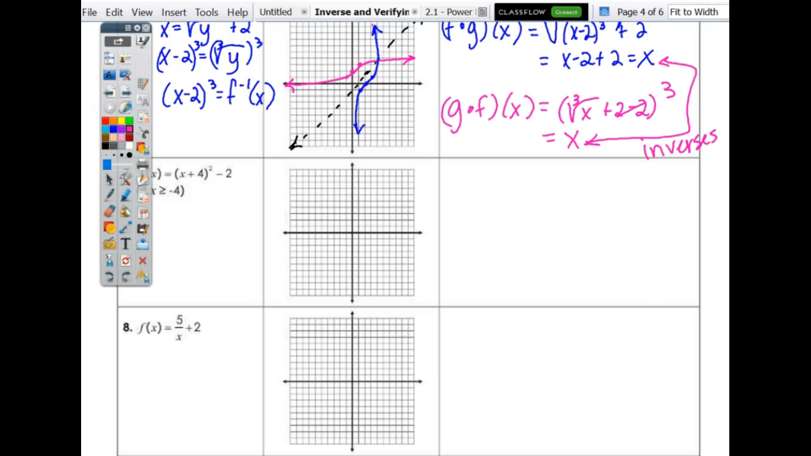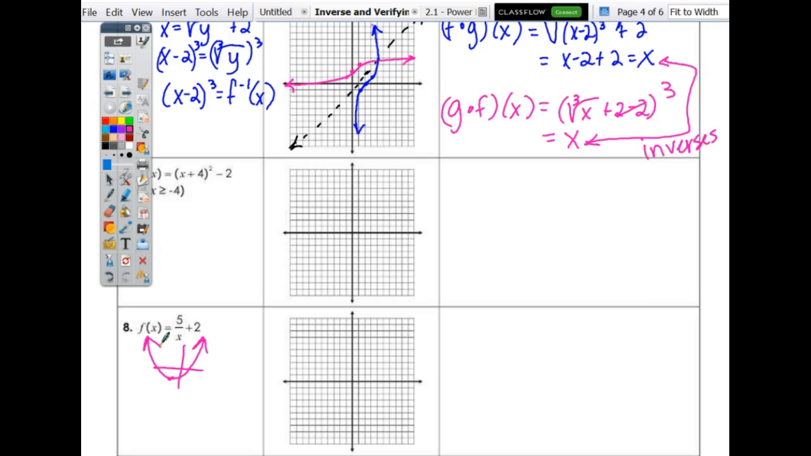Why? I know it's restricted, but why? I know I said so, but why? It's graphing a parabola, right? So if I shift 4 to the left and down 2, and I make the parabola, does this pass the horizontal line test? No. But this says x is greater than or equal to -4, so it took this part of the parabola off. So now I'm only seeing this part, correct? So now it does pass the horizontal and vertical line test, and now we can find the inverse of it.